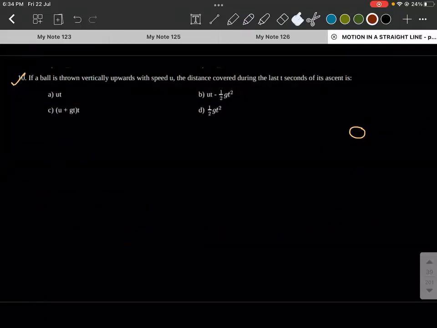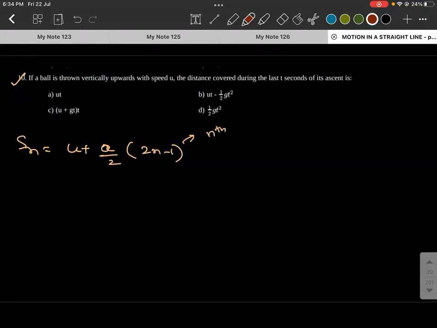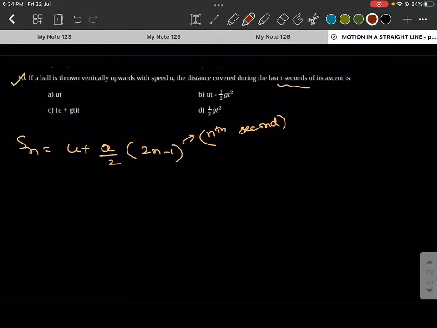Thing is, see, if I take the formula Sn is equal to u plus a by 2 into 2n minus 1, I can apply this only when I know the object's movement in the nth second. So nth second exactly means n minus 1 and n, means it is only one difference. The time difference between them is only 1 second. Whereas if you observe this equation, they are saying in the last t seconds.